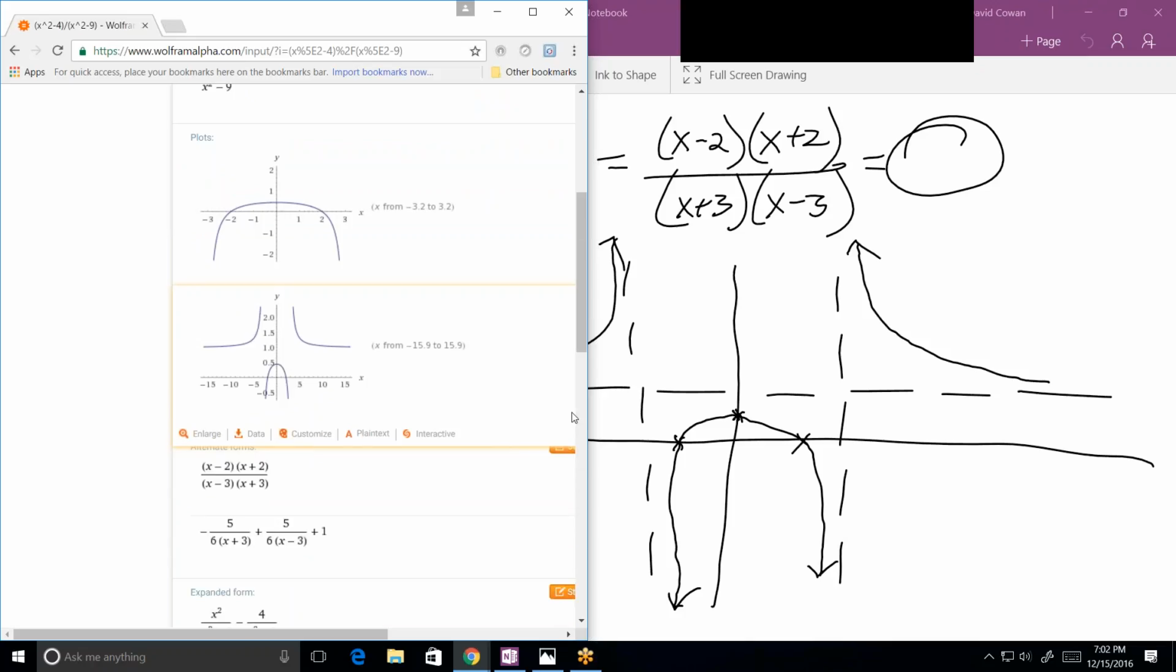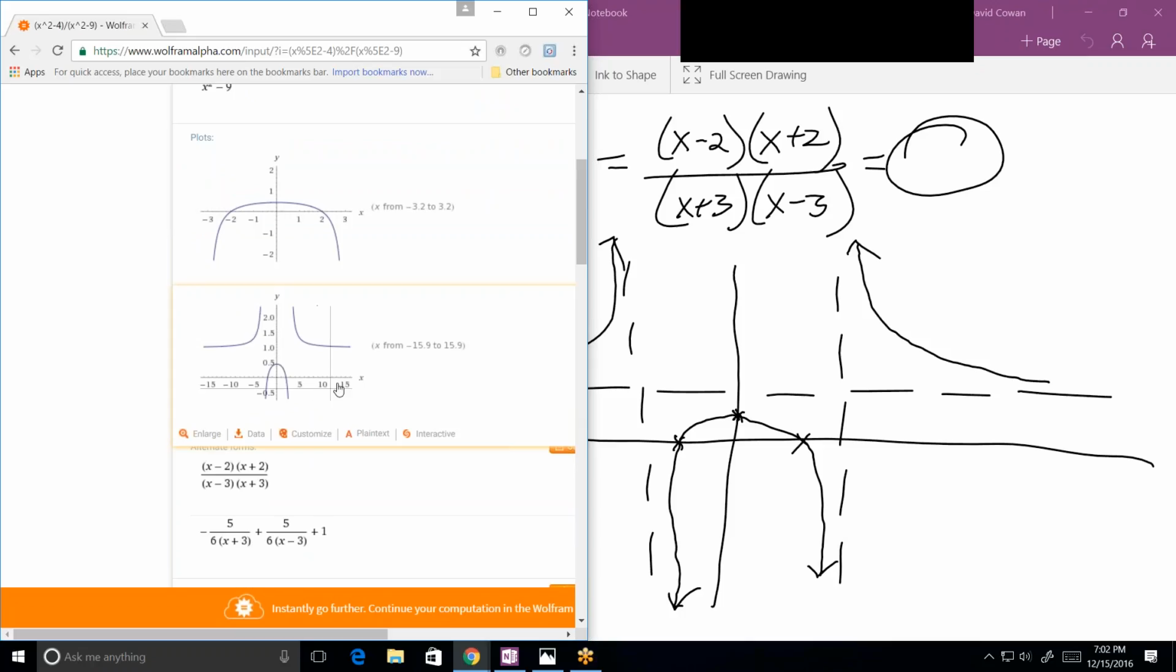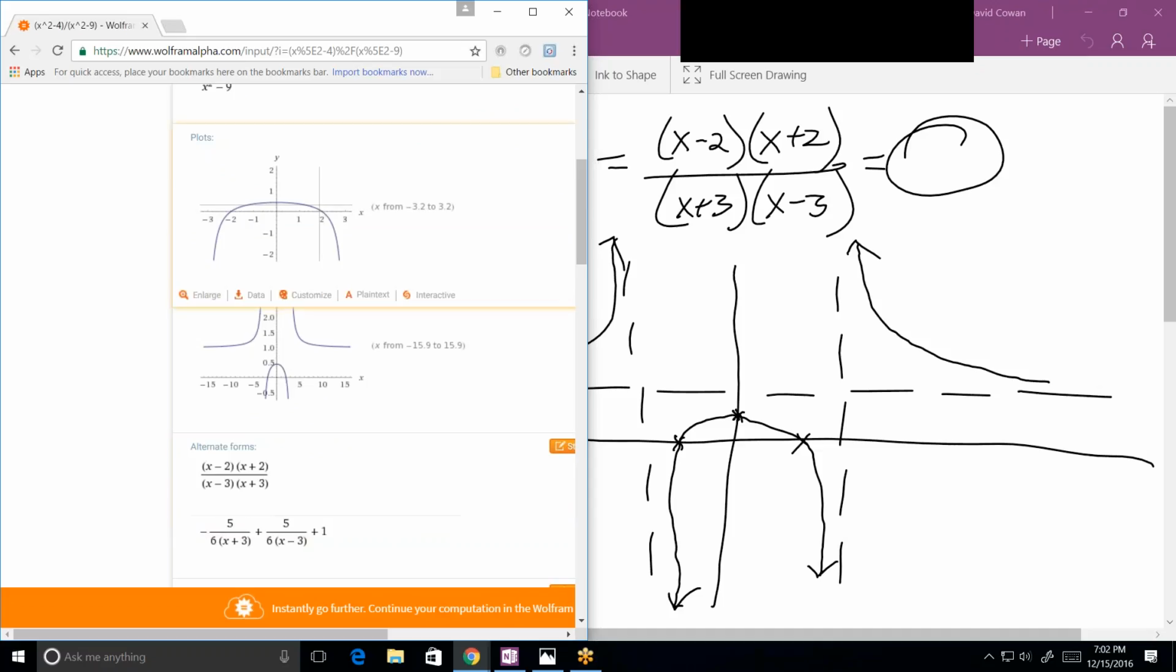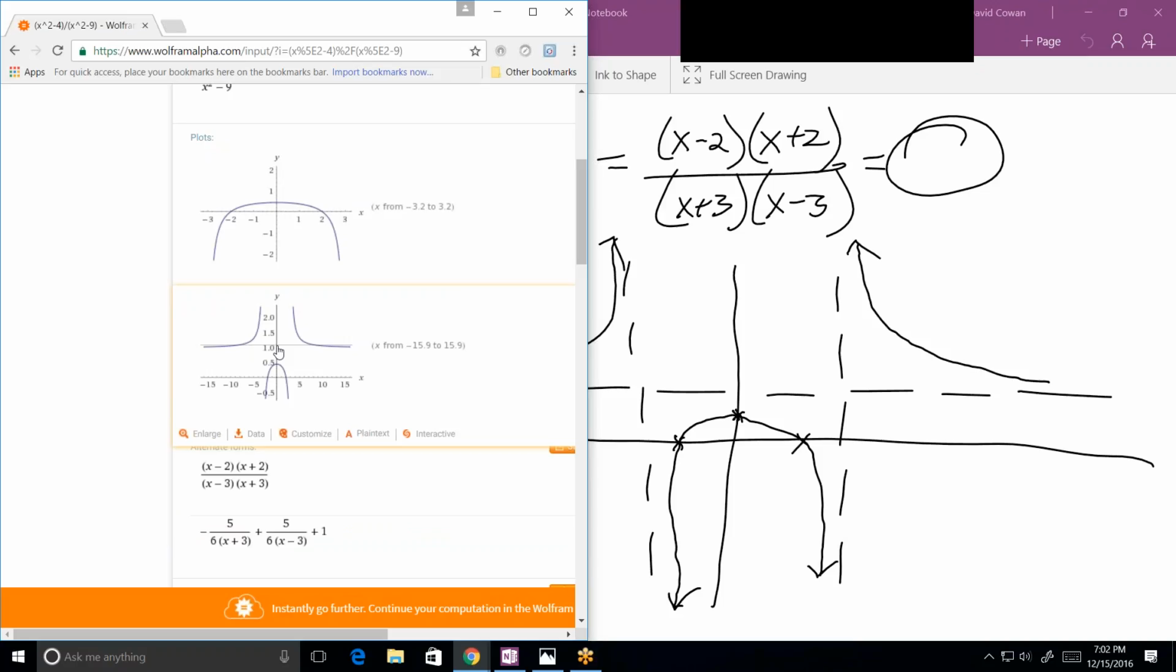Yeah, that's almost exactly the way I drew it. The difference in these two curves, once again, is this is zoomed way in, this is zoomed out. And that's why in the upper curve you don't see the rest of the hyperbola. You only see the middle part.